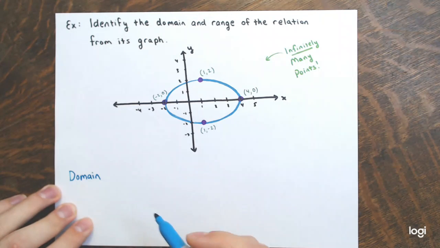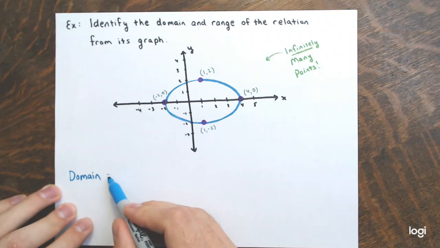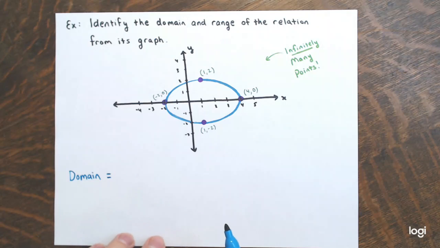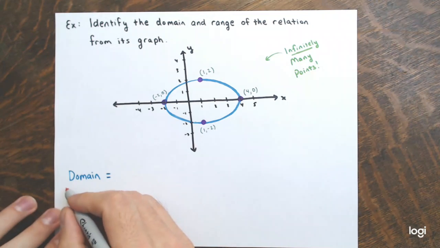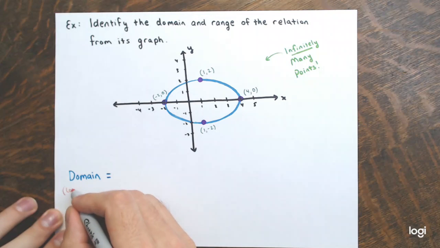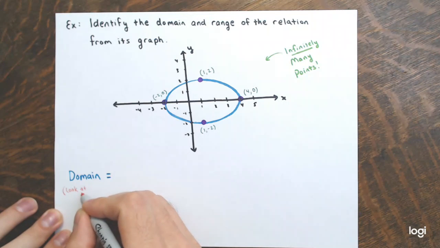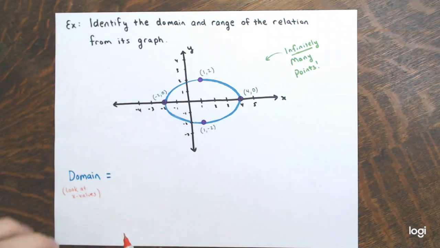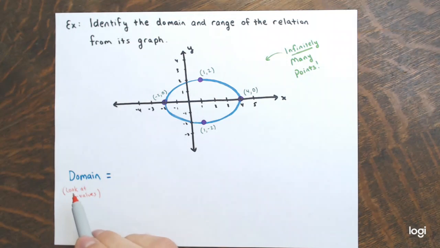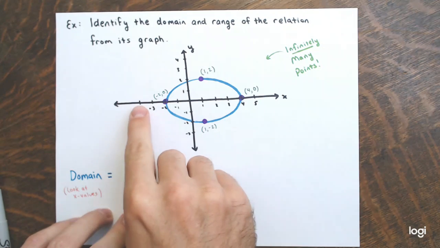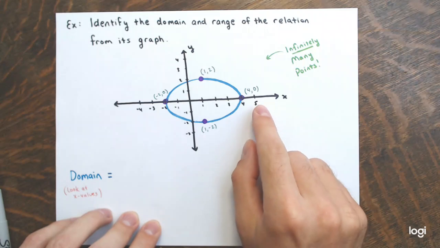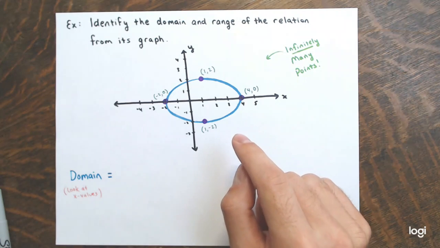Or set builder notation, right? And I'll show you both. Okay, so for the domain, I'll tell you, you're looking at the x-axis of your graph. Look at x values, right? You're looking at the x-axis. Sorry if that's a little faint. Look at the x values. Look at the x-axis.